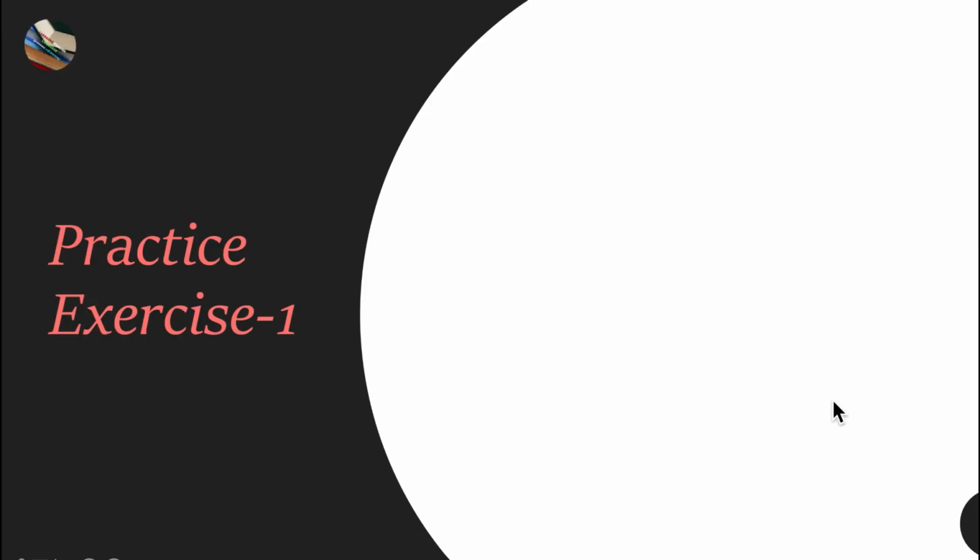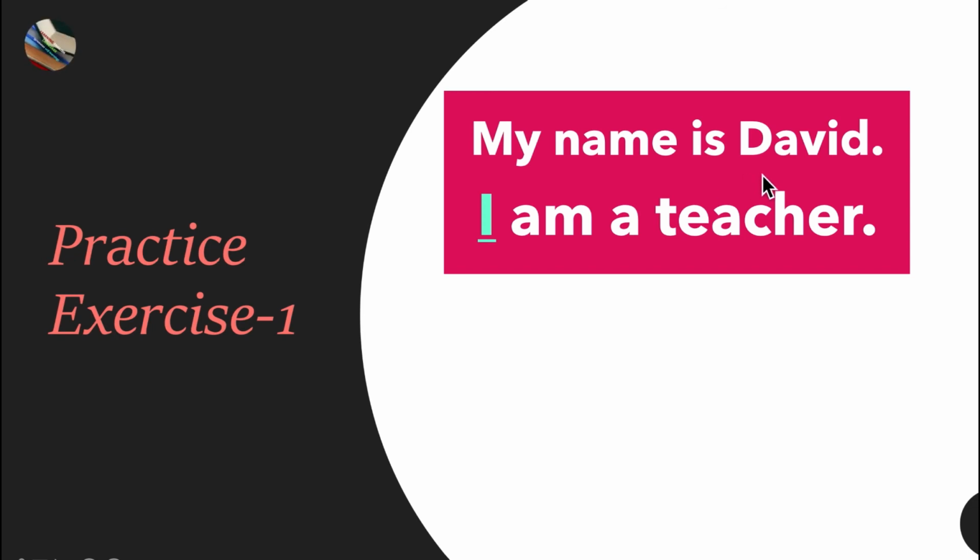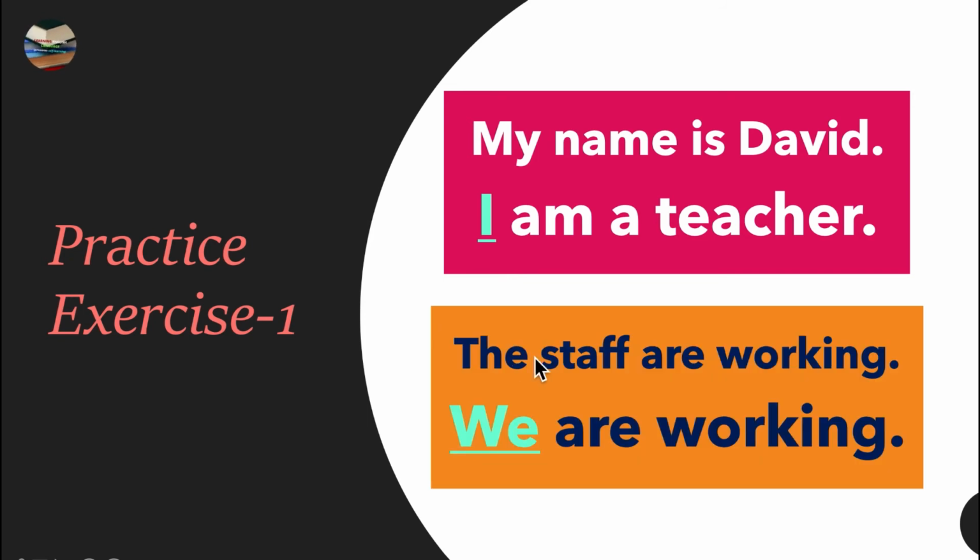Now it's time to practice. Practice exercise 1. My name is David. I am a teacher. Here I is singular and refers to me, myself, not to anyone else. The staff are working. Here we refers to the staff who are working. So here we also refers to ourselves, not to others, and is the plural form of I.